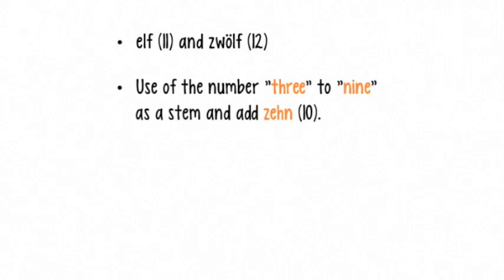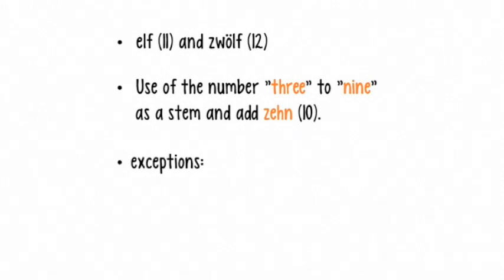Now let's review what you just learned and let's have a closer look on how to form the numbers. The numbers 1 to 10 are very unique and you have to memorize them individually. Also the numbers 11 and 12. In order to form the numbers 13 to 19, you can use the numbers 3 to 9 as a stem and then add 10, which means 10.